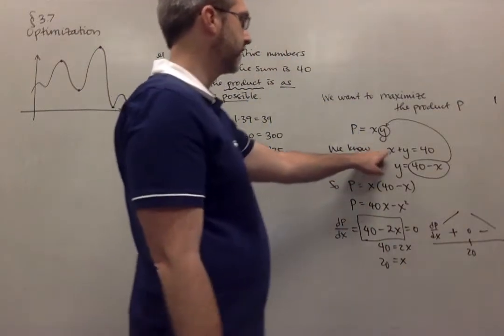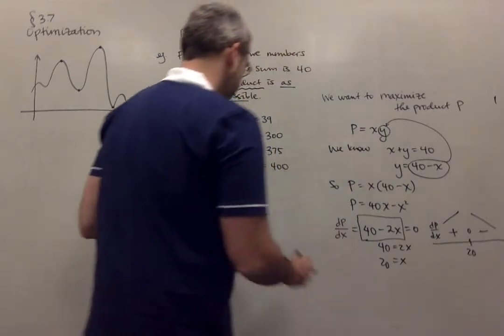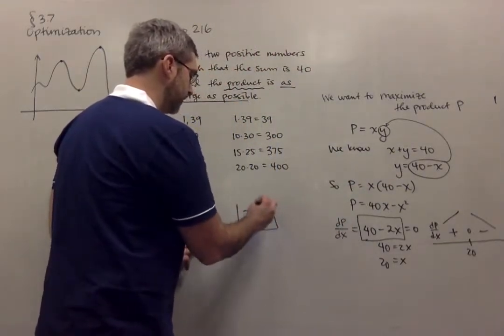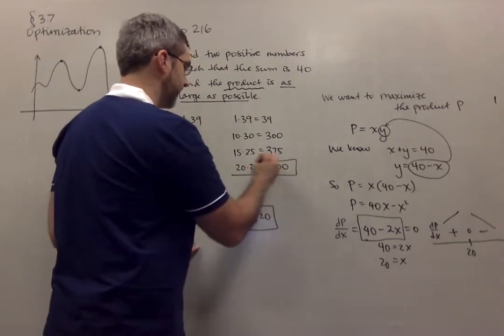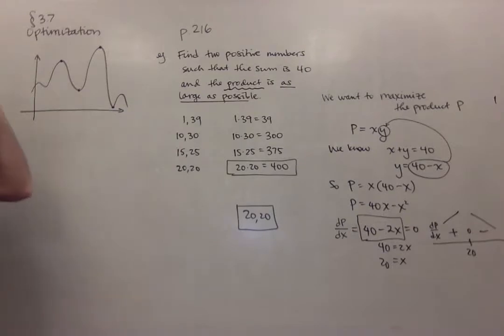Now x plus y was supposed to be 40. So if x is 20, y is 20. So the two numbers that I want are 20 and 20, and that gives me a maximum product of 400. That's the maximum product that I can get.